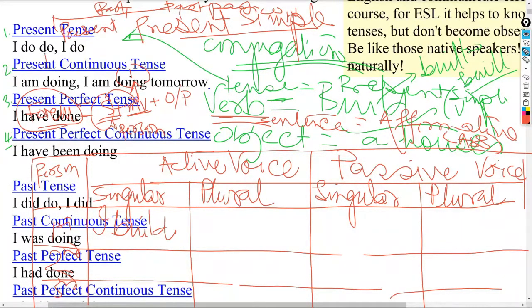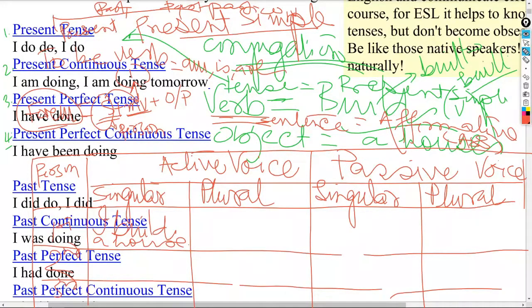What is the to be verb? There are three forms in present. They are am, is, are. And after that, the object will be there. Object we have already supposed. What is the object? A house. Therefore, let us go for it. I build a house. This is complete.